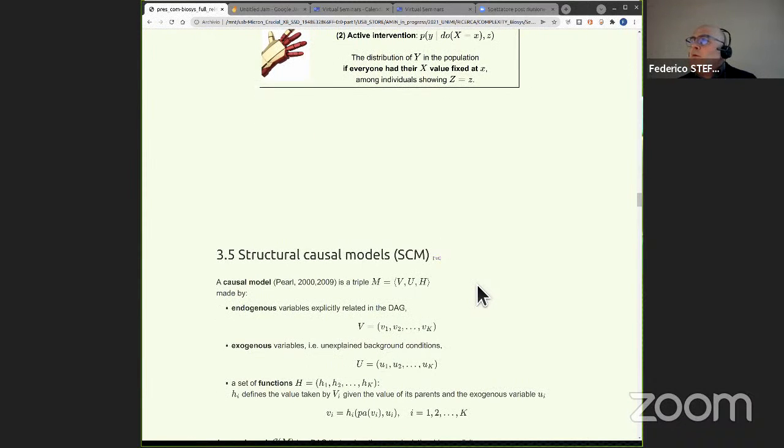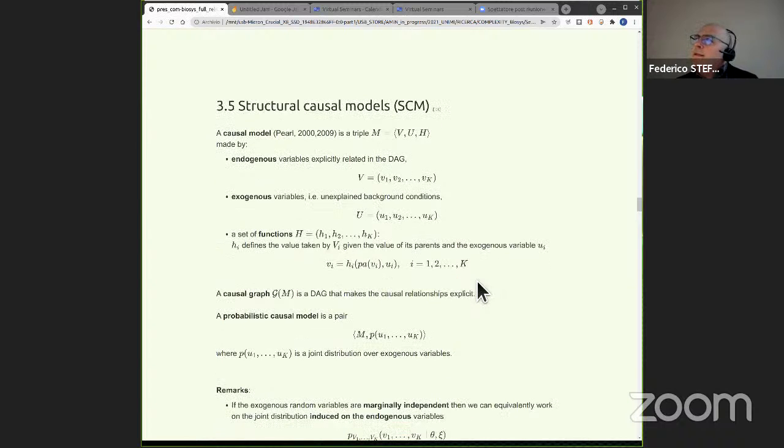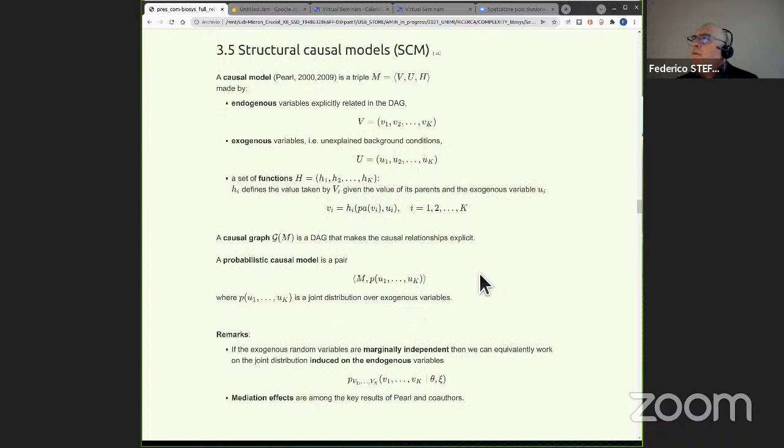Well, let's spend a couple of minutes to make the structural causal model of Pearl formal. We have the collection of endogenous variables explicitly related within a DAG, V1, V2 up to Vk. We have exogenous variables, that is unexplained background conditions, U1, U2 up to Uk, and the set of deterministic functions h1, h2 up to hk. And so hi defines the value taken by the variable Vi given the value of its parents and the exogenous variables.